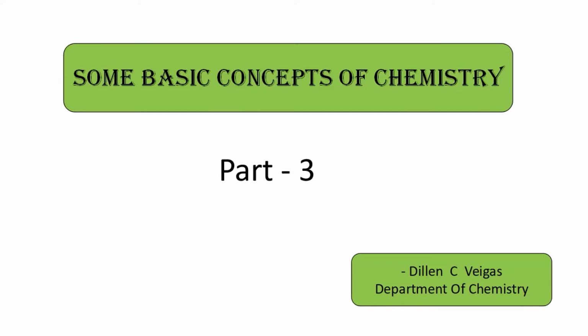Some basic concepts of chemistry, part 3. In part 2 we are already done with mathematical operations under significant figures. So now let us see what is this rounding of the significant figures. Under this rounding of the significant figures there are 3 rules. Let us study one by one.